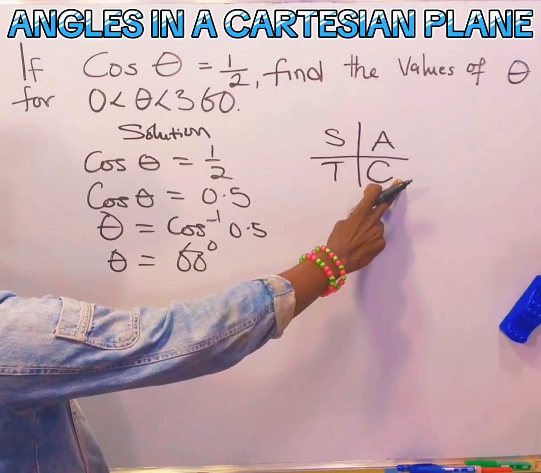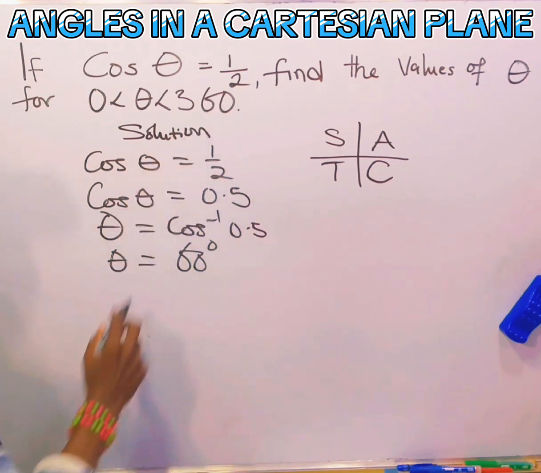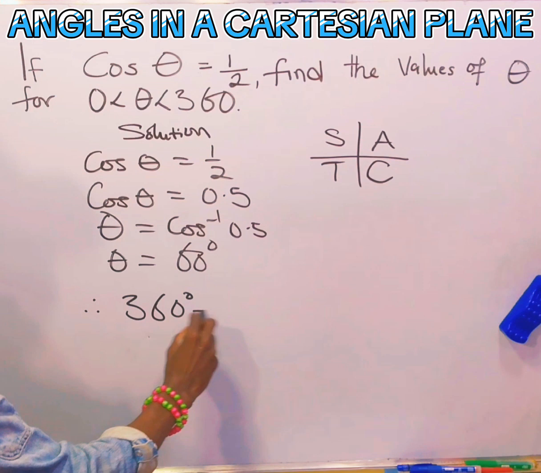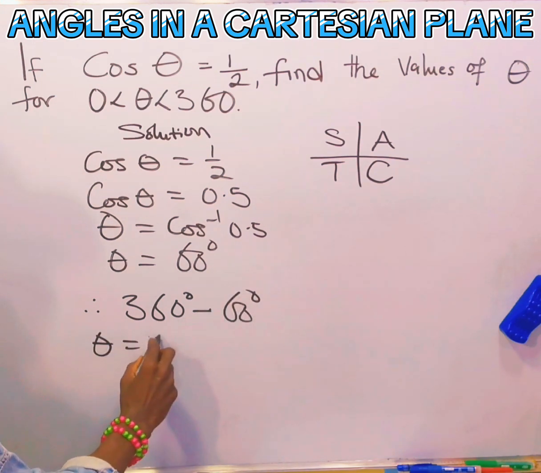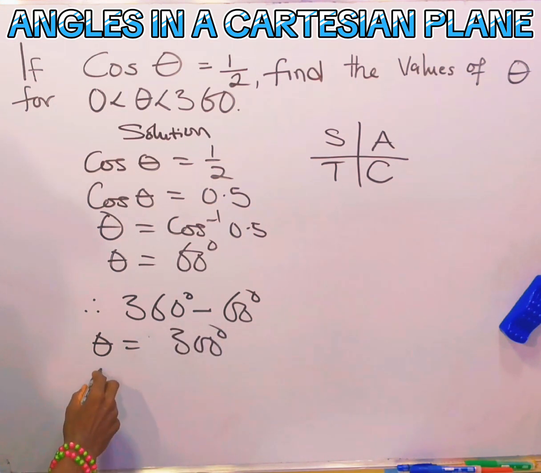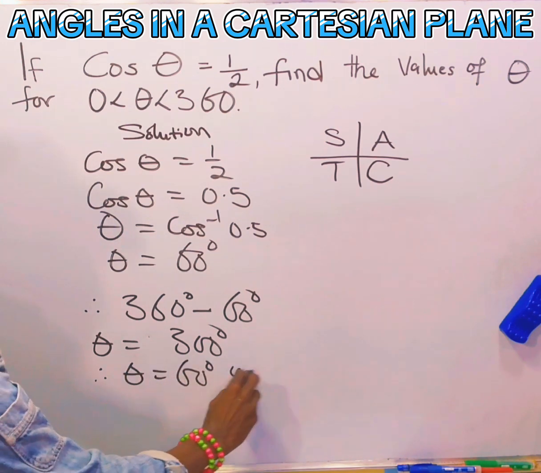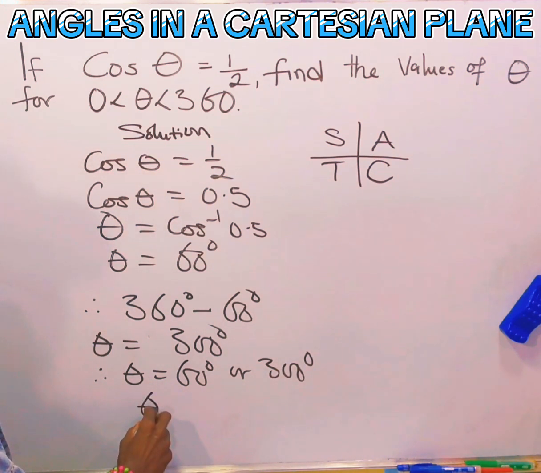Now let's find our value of theta on the fourth quadrant. Now we are told that theta is less than 360. Therefore, we say 360 degrees minus 60 degrees. Then our theta will now give us 300 degrees. Hence, our value for theta is equal to 60 degrees or 300 degrees, for theta less than 360 degrees.